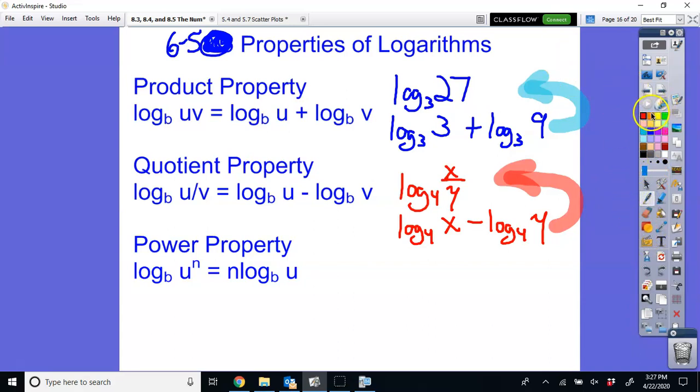The final property is called the power property. This is when you have something like the log base 3 of, let's not use that, let's use x squared.